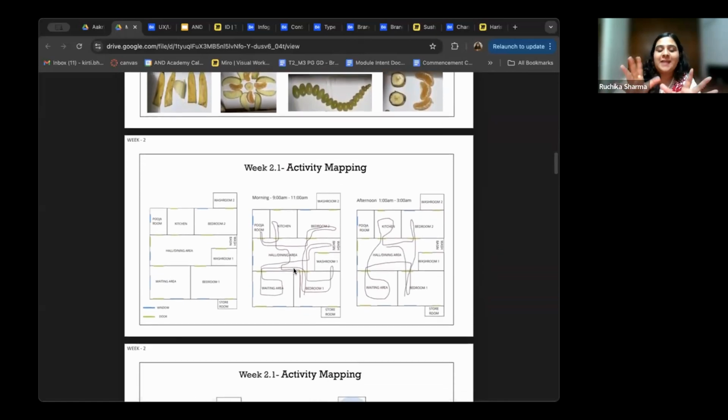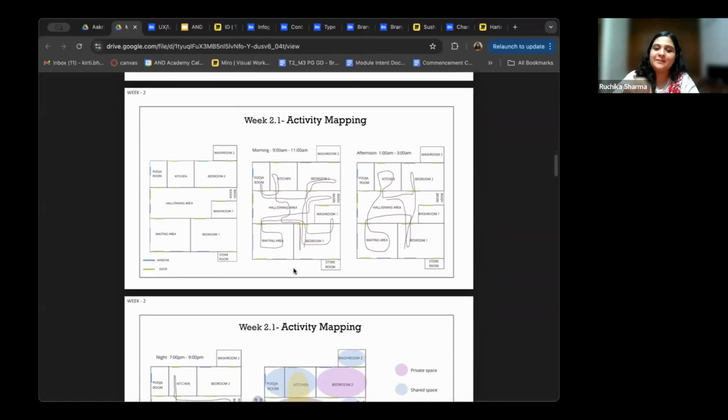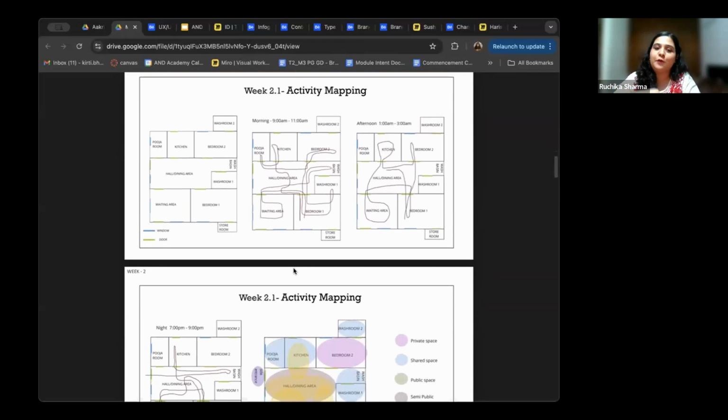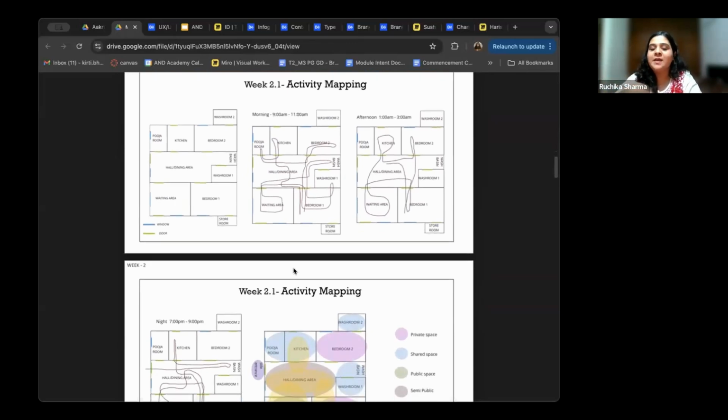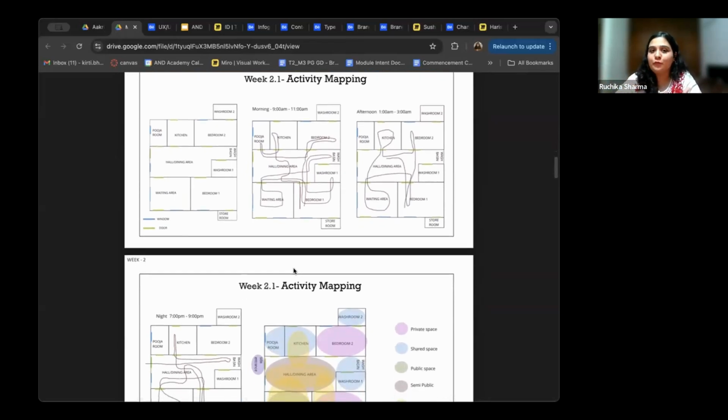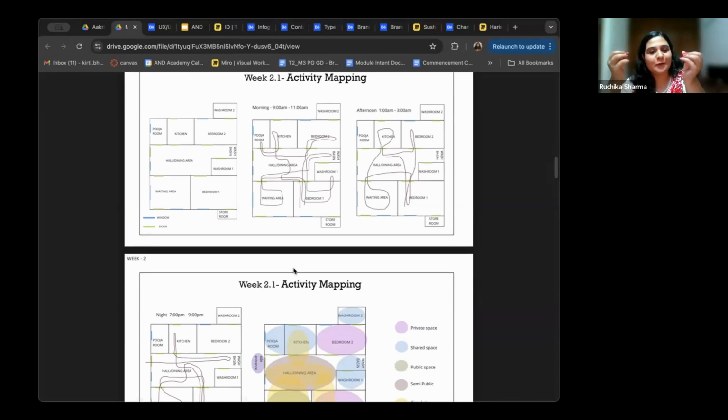Okay, so this is activity mapping. When they're mapping activities, they're supposed to observe people from the day to the night in their house, how they might be functioning, how they might be moving around, who is talking to whom, what routes they are taking, how furniture is affecting their movement, what zones in the house are private, what is public. There's a lot of fun looking at your own house that happens here. There's a lot of fun epiphanies that are made here.